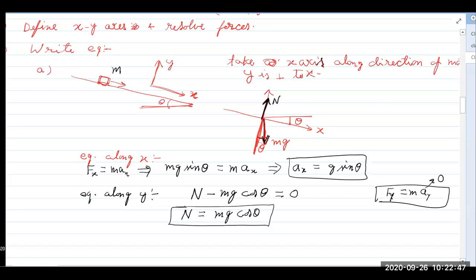So if you solve this equation, you are going to get two things. One is the acceleration of the object, and second, you are going to get the normal force by the incline on the object.